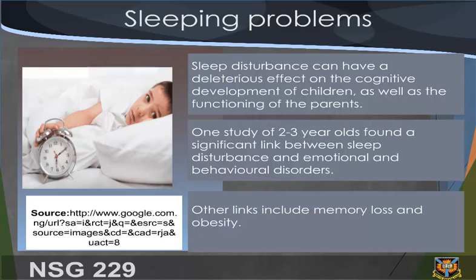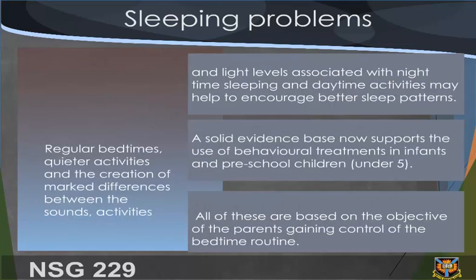Sleep disturbance can have a deleterious effect on the cognitive development of children, as well as the functioning of the parent. One study of 2 to 3 year olds found a significant link between sleep disturbance and emotional and behavioral disorders. Other links include memory loss and obesity. Regular bedtimes, quieter activities, and the creation of marked differences between the sounds, activities, and light levels associated with nighttime sleeping and daytime activities may help to encourage better sleep patterns. A solid evidence base now supports the use of behavioral treatments in infants and preschool children under 5.